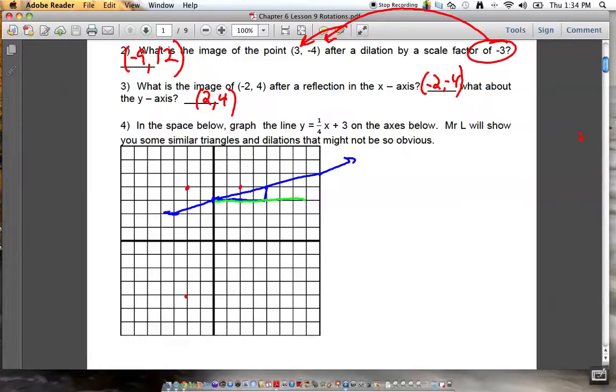Here's my triangle in green. This has a length of 4. The whole thing has a length of 8. This has a length of 1. The whole thing here has a length of 2. So clearly, because I went 2 slopes, the triangle got twice as big. Okay, any question about that? That's a scale factor of 2.